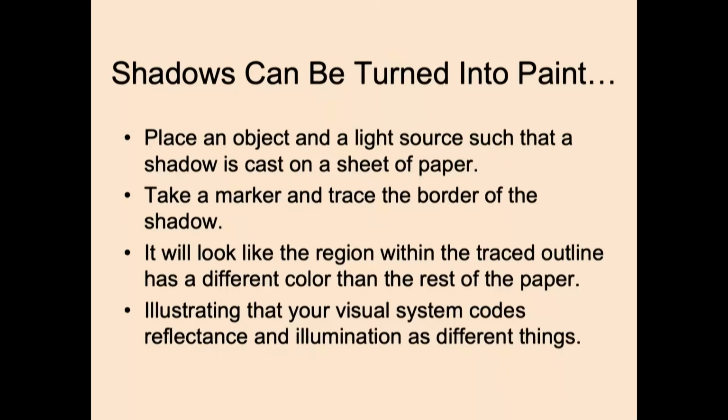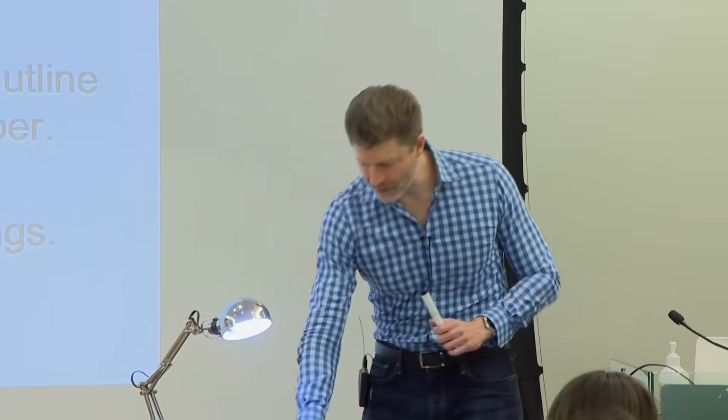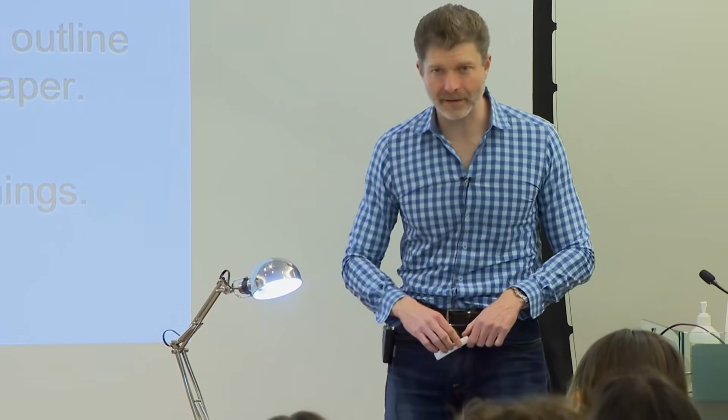So to do this, you place an object and a light source such that a shadow is cast on a piece of paper. And so we're going to do it up here. We're not going to do it right now because we have to turn out the lights. So we're going to do it using this lamp, which is on. So the object is going to cast a shadow on the paper. What we're going to do then is take this black magic marker and trace the outline of the shadow.